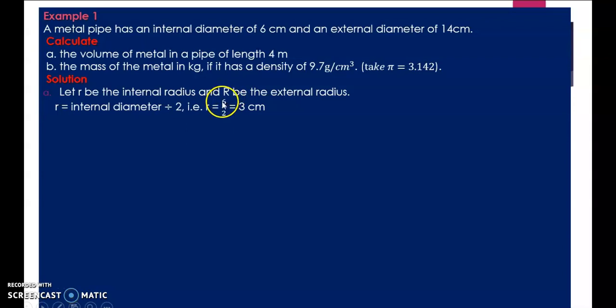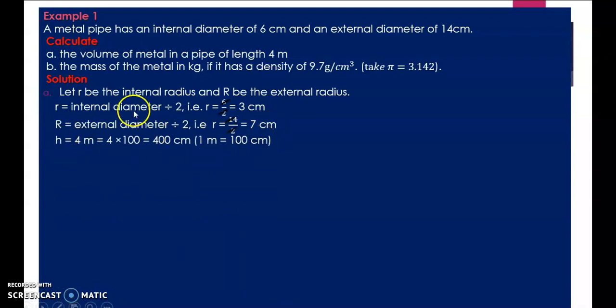And our diameter is given as 6. So we need to divide this 6 by 2. In doing that, we are going to have our radius as 3 centimeters. So the internal radius is 3 centimeters. Now let's look for the external radius, which is the big R. Now the big R is equal to the external diameter divided by 2. So we need to convert the external diameter back to external radius. That is why we need to divide it by 2. Our external diameter is given as 14. So we divide 14 by 2, and we are going to have the external radius as 7 centimeters.